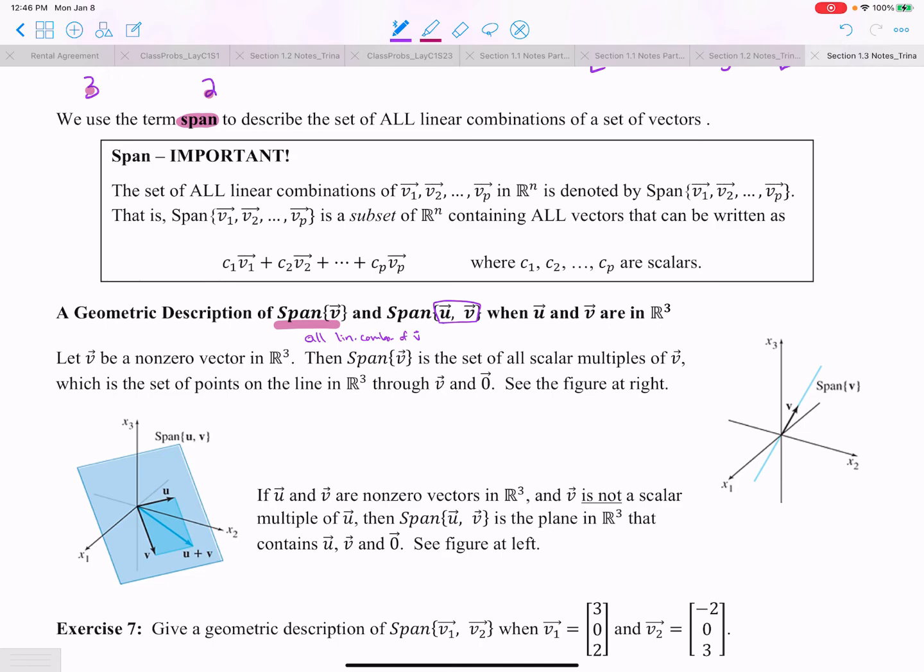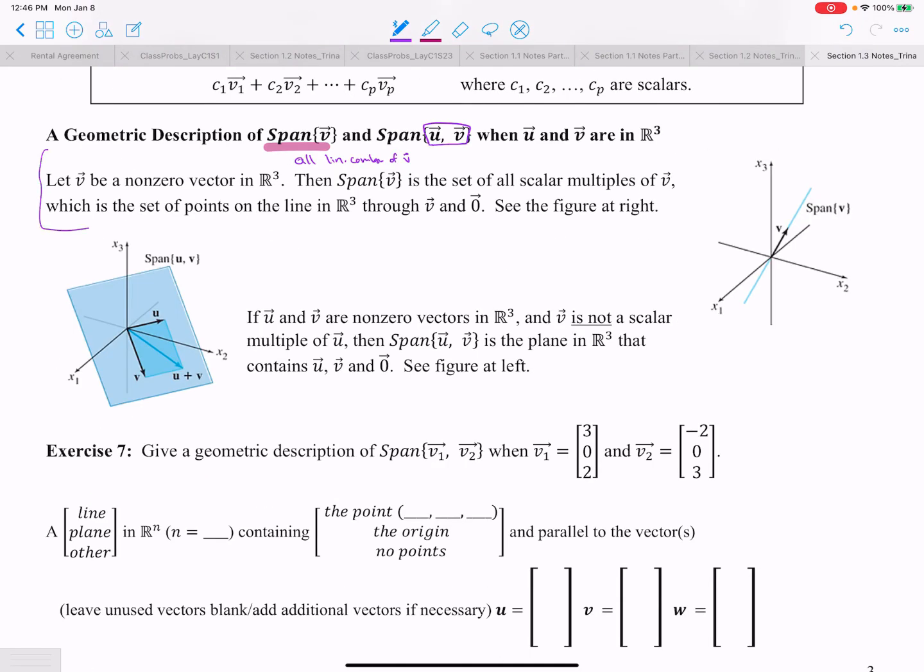All right, so here are some geometric descriptions. This first one goes with this picture. If V is a non-zero vector in R3, the span of V, of one vector, would just be all scalar multiples of that vector. If you think about that visually, it's just going to be a line in 3-space, and it's going to go through the vector V and through 0. In this figure, the black bold is the vector V, and the blue is just an extension of that vector, and that's the span of V because it represents every single point on that line.